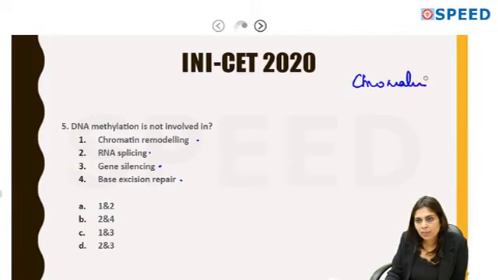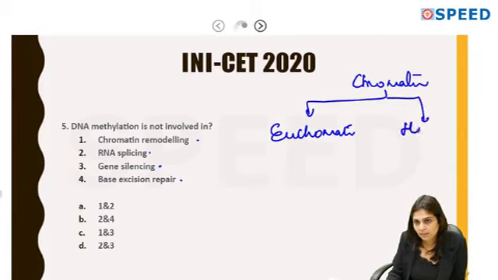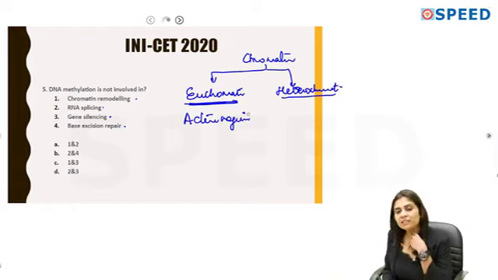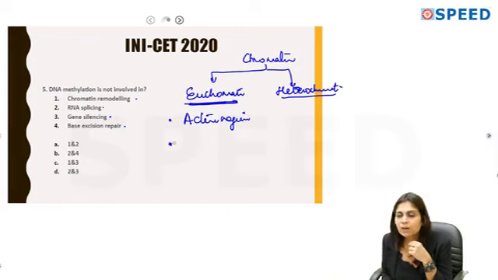Do you know that chromatin is of two types? Euchromatin and heterochromatin. What is euchromatin? It is the transcriptionally active region of a chromosome. Do you understand this? When it is transcriptionally active, how will it be? Will it be highly condensed or uncondensed? Yes, it will be uncondensed.